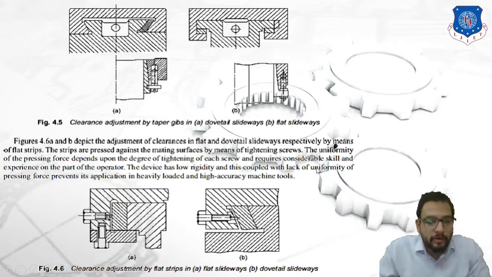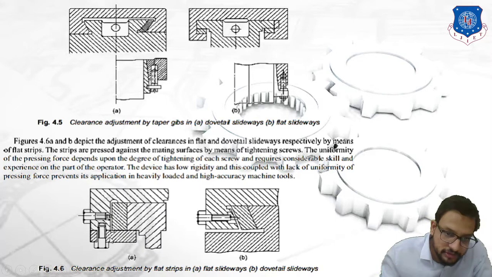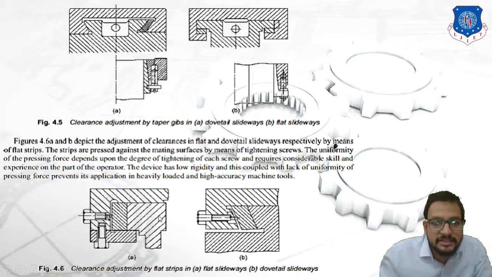Now, figure 4.6, that is our downward figure, is going to depict the adjustment in a flat and dovetail slideway respectively by making use of flat strips. So over here we have used flat strips. You can see over here one is placed in a horizontal and the second in a vertical direction, and nut and bolt are used to tighten both of them. Right. So these strips are pressed against the mating surface by means of a tightened screw.